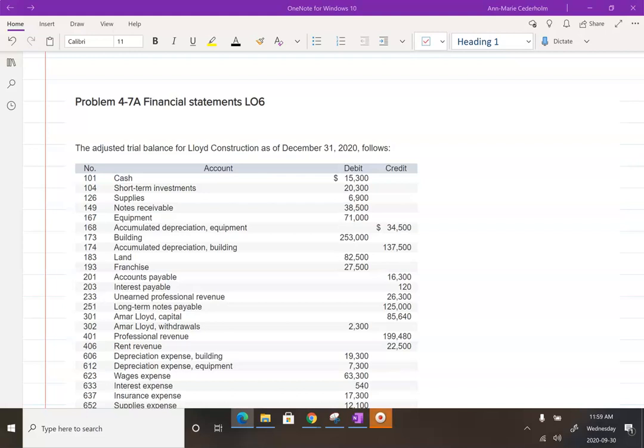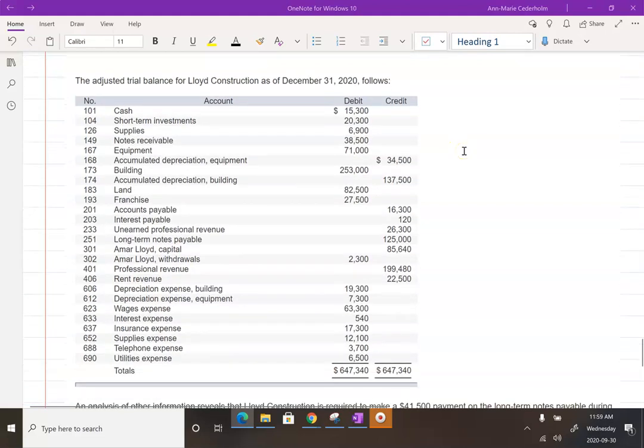In problem 4-7A, we're just looking at the adjusted trial balance for Lloyd Construction, and our first task is to prepare an income statement. The type of income statement I'm going to prepare is called a single-step income statement, and this is where we just list our revenues, subtotal those, list our expenses, subtotal those, and then take the difference, and that will tell us if we have a profit or a loss.